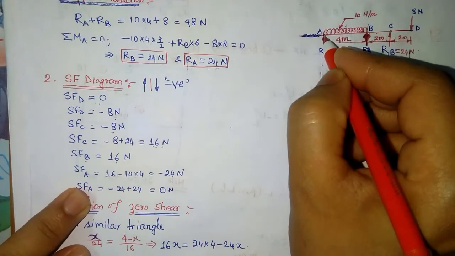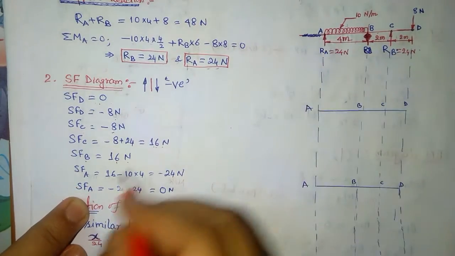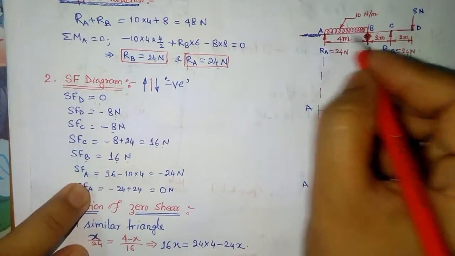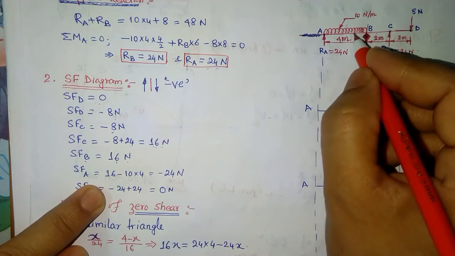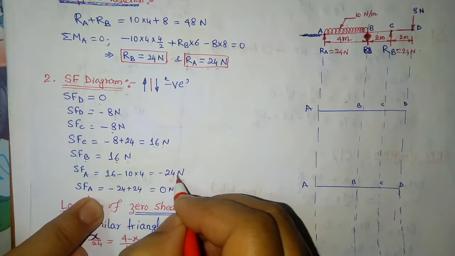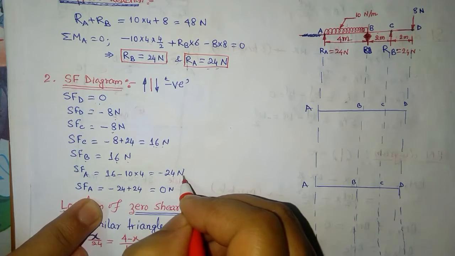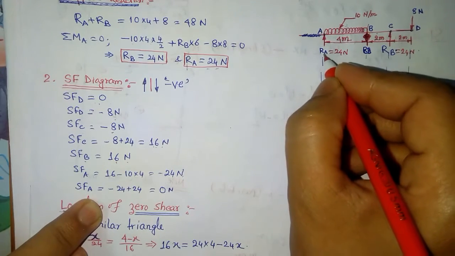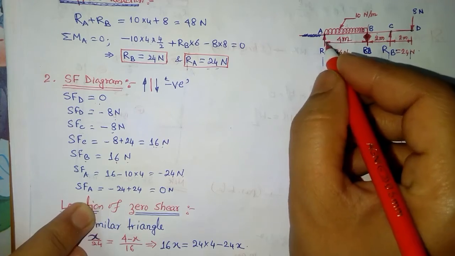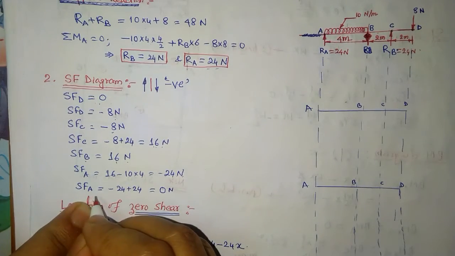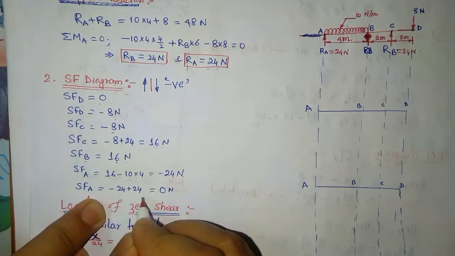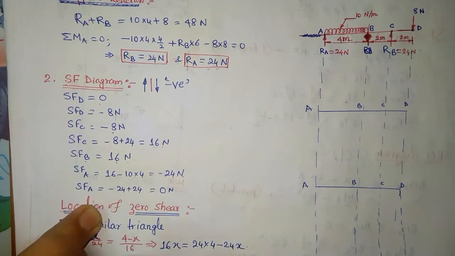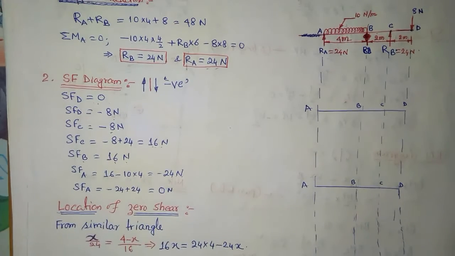Next SFA. For SFA, first we get 16 at point B minus 10 into 4, so that is minus 40, so minus 24 Newton. That is without considering the point load which is acting at A. Now we have SFA again considering this point load, that is minus 24 plus 24 is equal to 0 Newton. So these are the shear force values at different points.